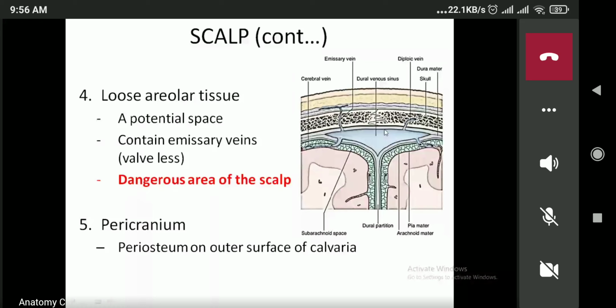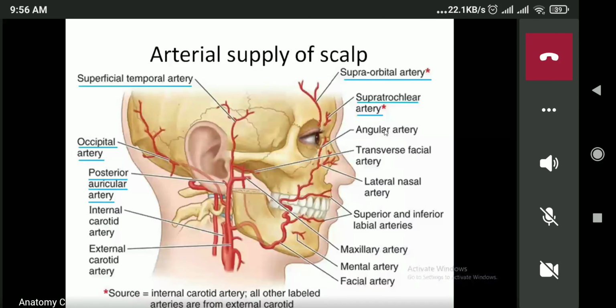So the scalp is supplied by five different sets of arteries on each half. Among these five arteries, three lie in front of the auricle and two lie behind the auricle. So let's see what the five sets of arteries that supply the scalp are.